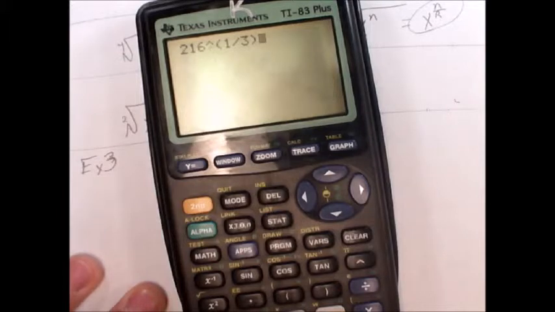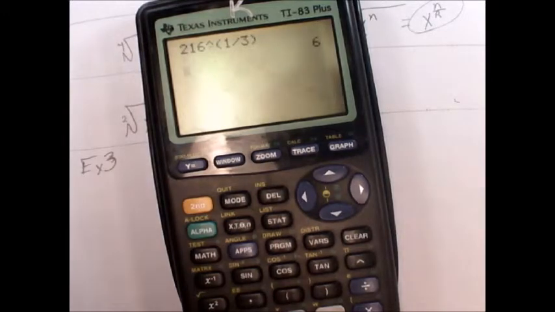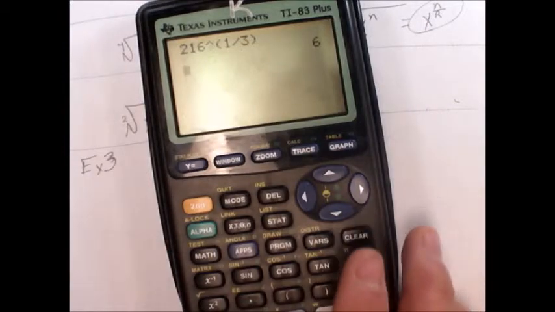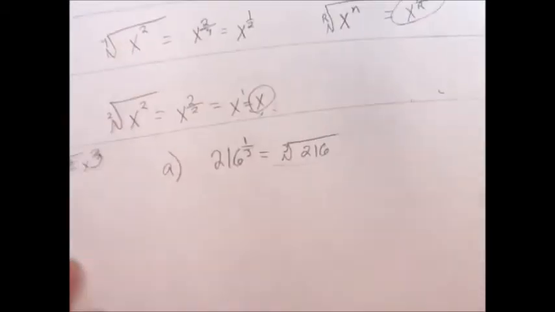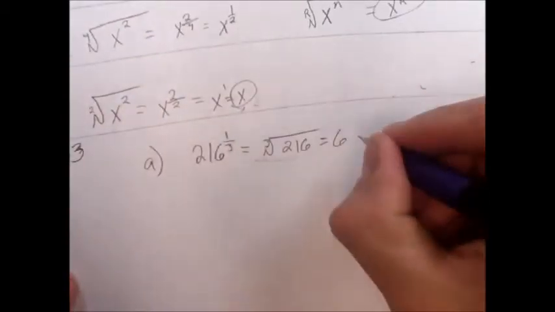Now I do remember that 1/3 is just 1 divided by 3. So that's all we're hitting. Press enter. Very simple then. Okay? Use our calculators to our advantage. Is anybody not able to get that? Okay. So there you go.